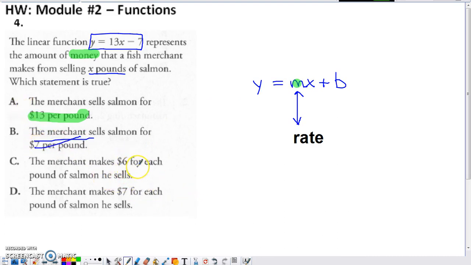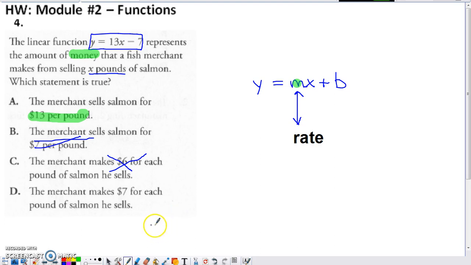The merchant makes $6 for each pound of salmon he sells. Well, I mean, there's a 13 and a -7, but they're not like terms. I can't subtract those and get a 6, right? The 13 has an X attached to it, the 7 doesn't. So that 6, they're just trying to throw a distractor at us there.